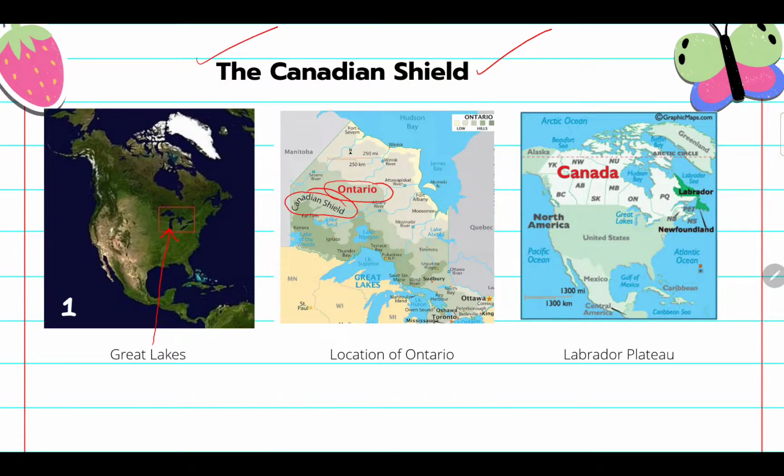Okay, so Labrador Plateau is out here, and we said in the east, we have talked about east, and the Arctic Ocean in the north, so it's out here. By seeing these images, you need to visualize where is the Canadian Shield, where are the Great Lakes, where is Ontario, where is Labrador Plateau, and where is Canada. United States is here, Canada is here, and Mexico is here. You need to be very clear with this one.